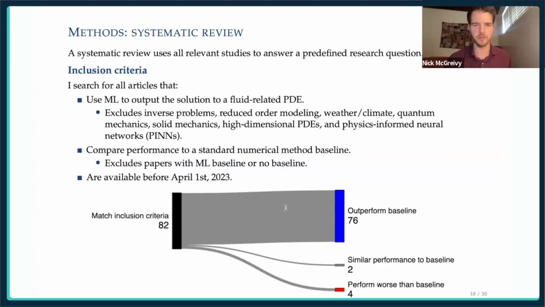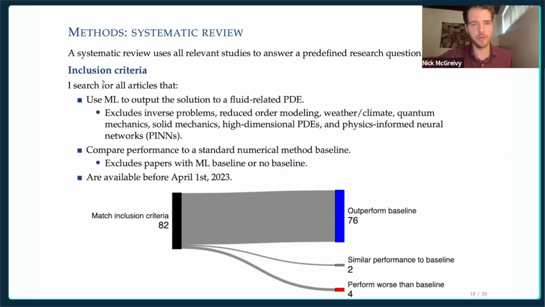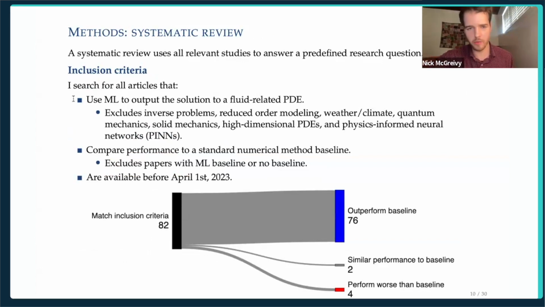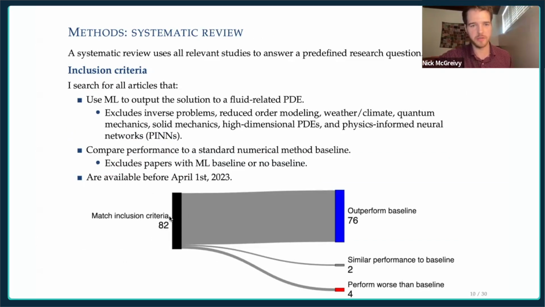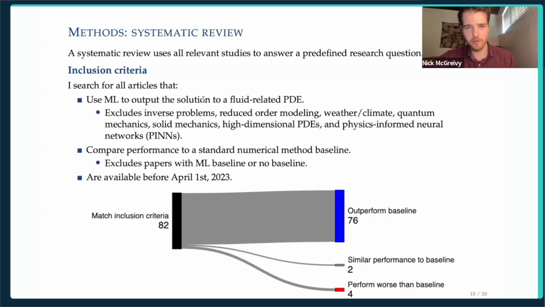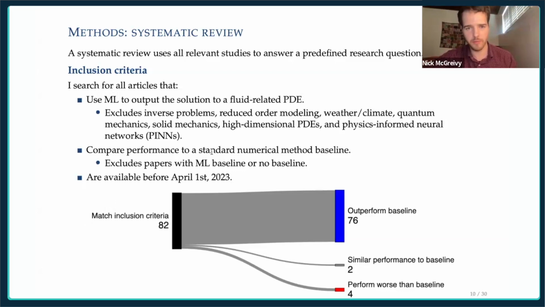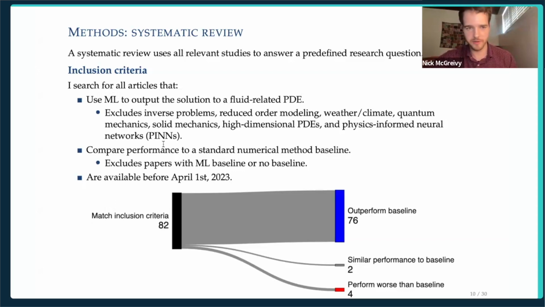And so what we did is we searched for every paper we could find in the literature. And I won't go into how we did that process, but basically we found 82 papers that matched three criteria. The three criteria were that they use machine learning to output a solution to a fluid-related partial differential equation. They compare performance to a standard numerical method baseline, and they're available before a certain date last year.